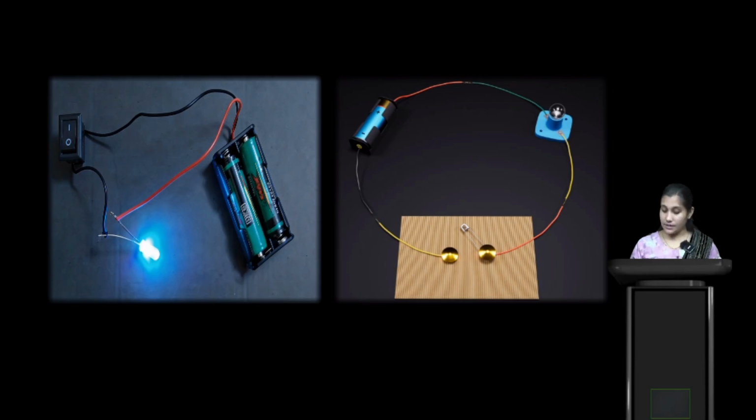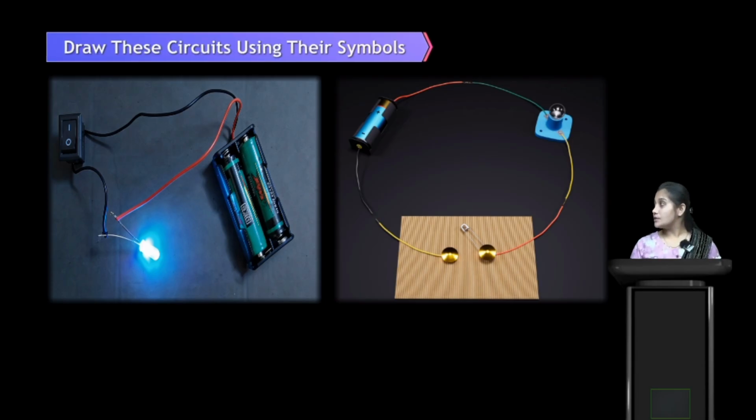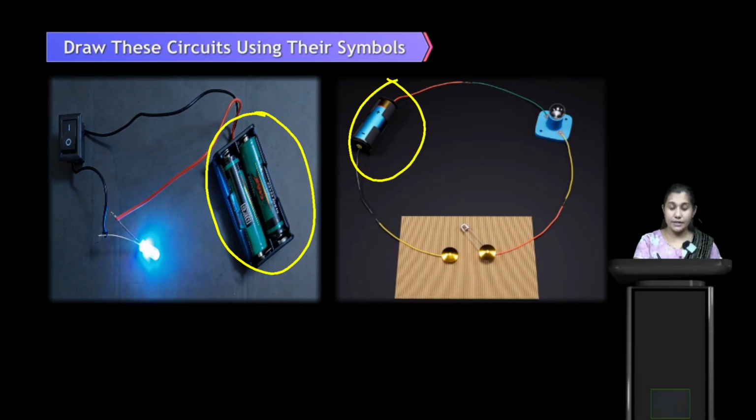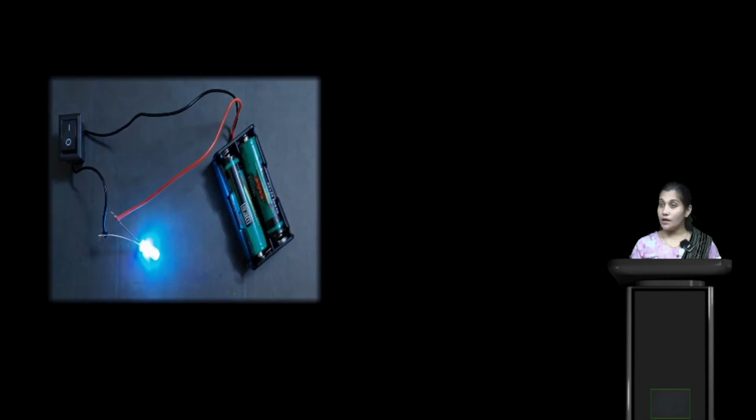See, this one is one circuit and this one is other circuit. So draw this circuit using their symbols. So two circuits are given. In one circuit there are two electric cells and in the other circuit there is one electric cell. So it is asked to draw these two circuits in our note copy. Okay. Now let us see how we will draw this.